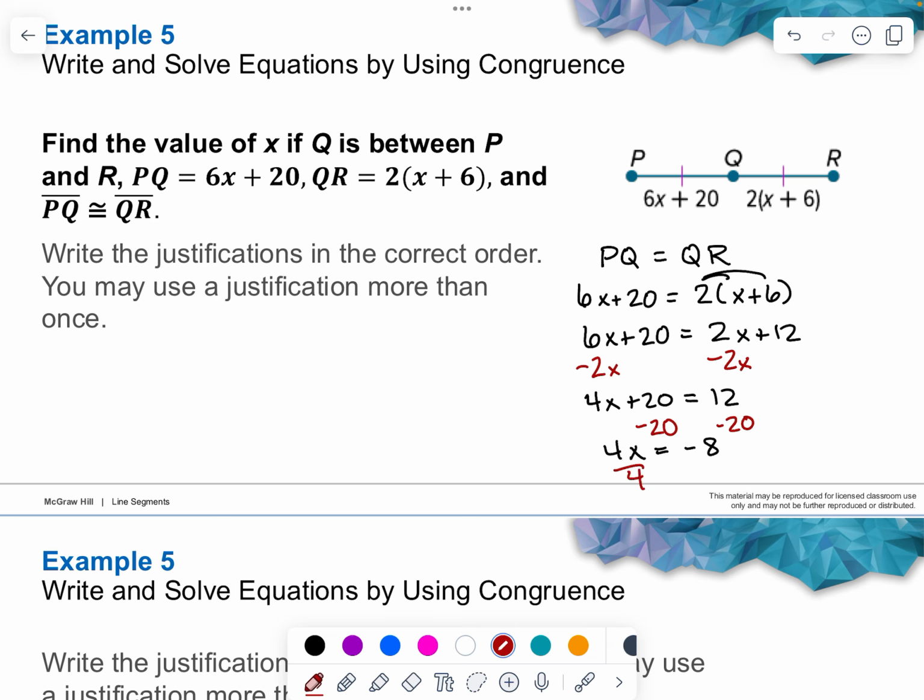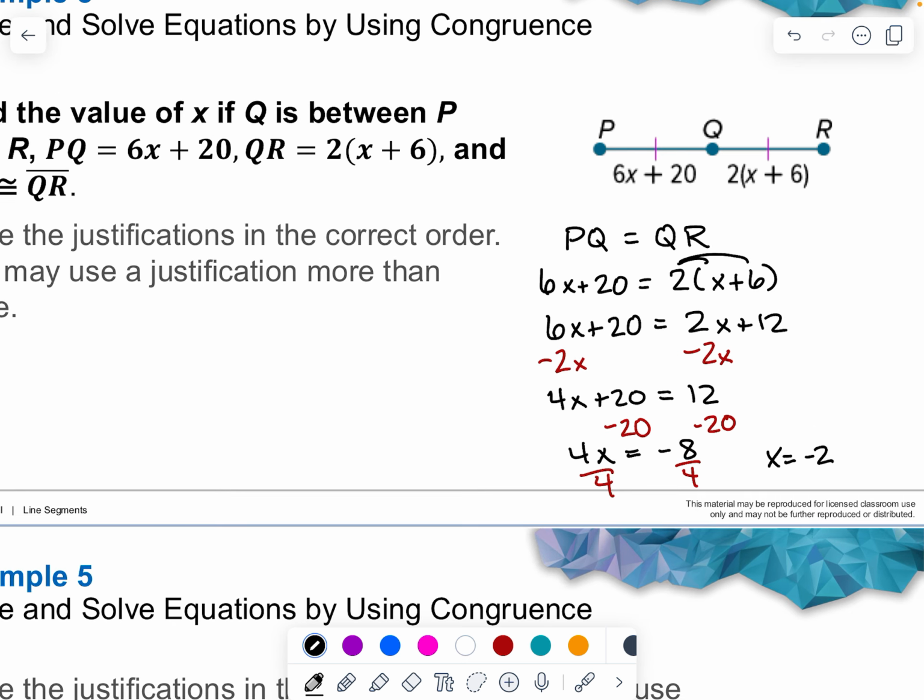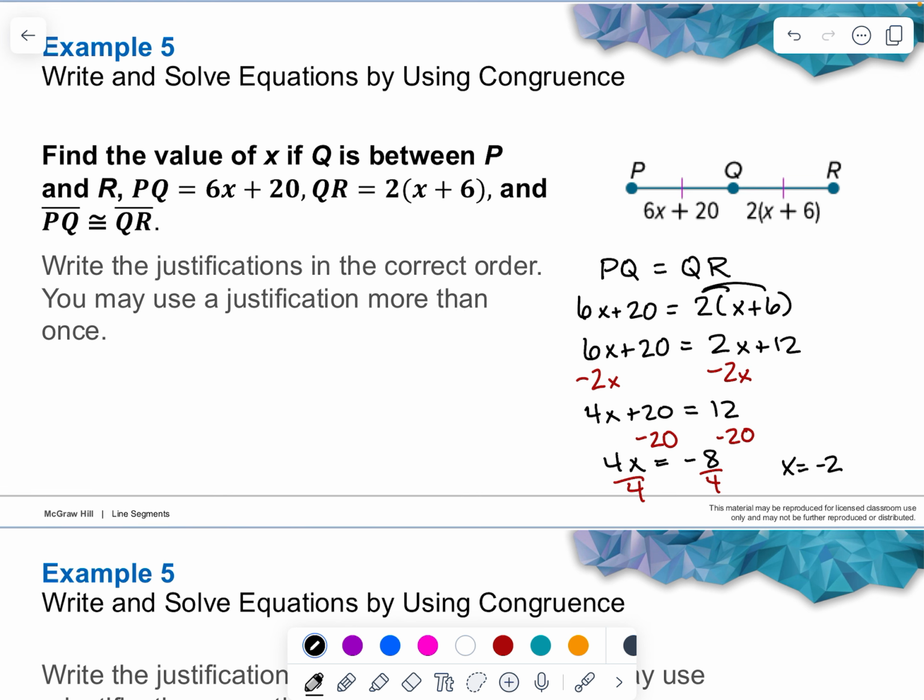And divide by 4. And end up with x equals negative 2. And you might freak out at this point because can an x be negative? Ooh, that feels a little freaky. X's can be negative. They really can. But you need to double check to make sure that it makes sense, okay? Do a common sense check.